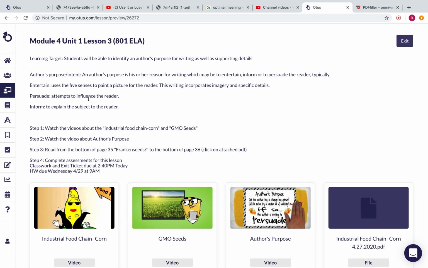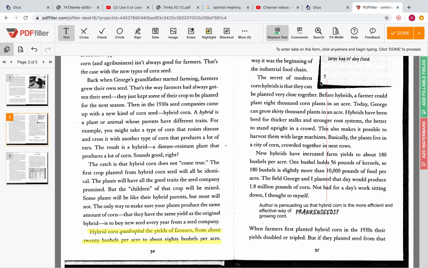Remember, persuade means to influence the reader. He's trying to influence the reader by making us believe that hybrid corn is more effective than when farmers had to get their own seed, right? Let's look for one more piece of evidence. This last sentence right here is a good one. The field George and I planted that day would produce 1.8 million pounds of corn. So this was as a result of using hybrids.